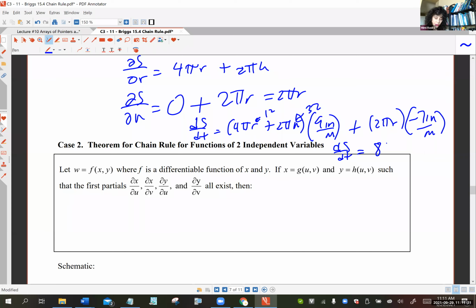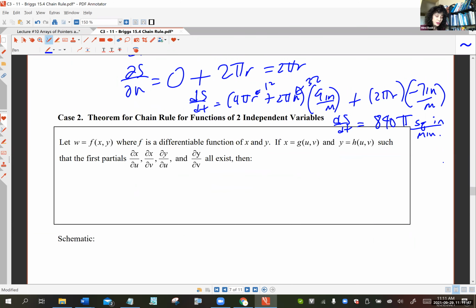So you'll get 840 pi square inches per minute. And that's the answer. And you're done. Congratulations if you got it right. If not, hopefully it was just a silly mistake and you can clean it all up. Let's do the next case.